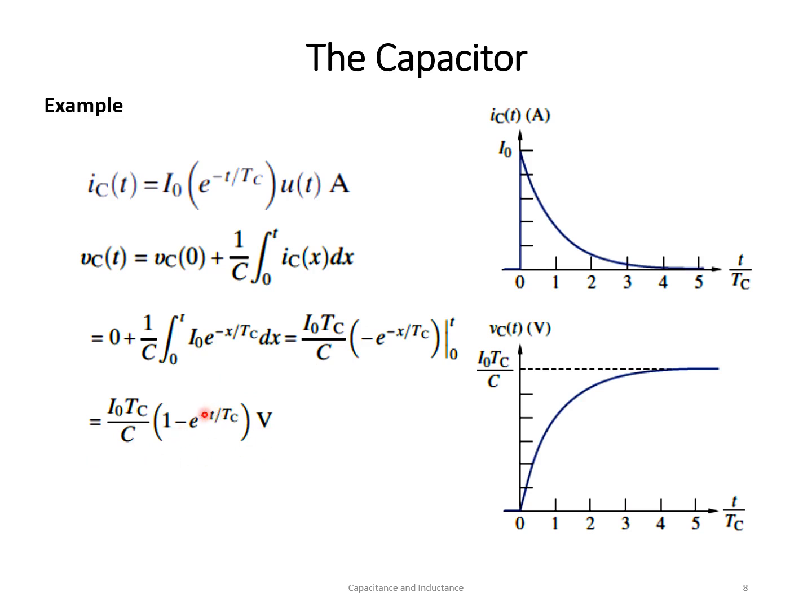For t equal to 0, this will be 0. This will be 1, e raised to the power minus 0 or plus 0 is 1. 1 minus 1 is 0. So this is the voltage across the capacitor. For t approaching infinity, this thing will disappear, and we'll have only 1 over here. As t approaches infinity, the final value, we also call it the final value, the final value of the voltage across the capacitor is I naught Tc divided by C.